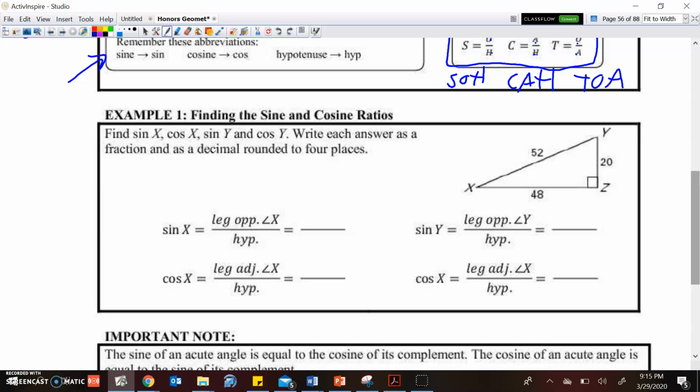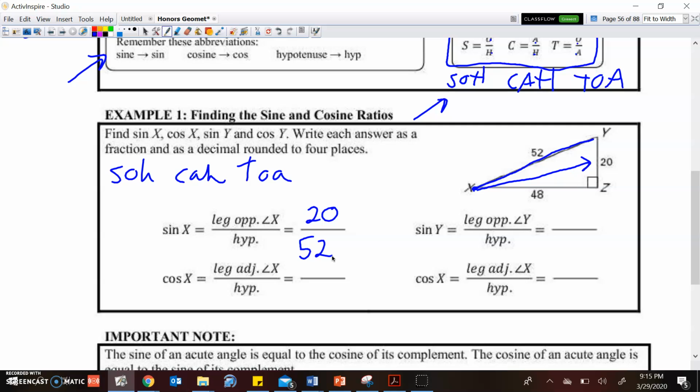Okay, so first we're going to do sine of angle X. So I'm going to write up here for me, not sine, I'm going to write SOHCAHTOA, just so I have that to reference. I know it's also right there. But so sine of angle X is going to be the opposite, which in this case is 20, over the hypotenuse, opposite over hypotenuse. And the hypotenuse is 52. Okay, so that's my ratio.